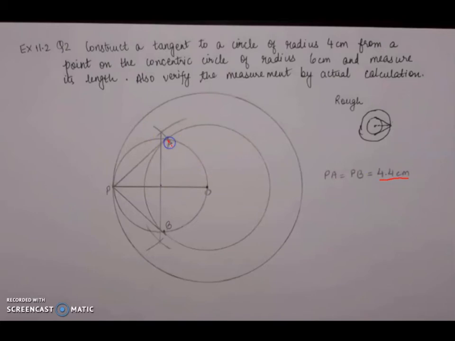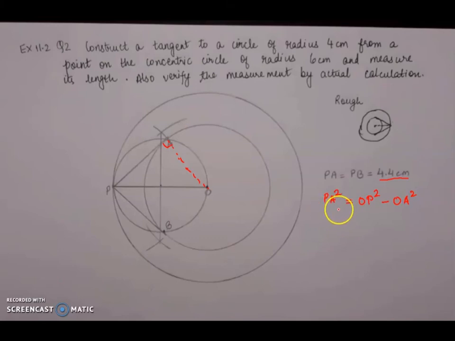So for that we will be joining this point of contact A with the center of the circle. Now this becomes a right angle triangle. This is 90 degrees. Radius is perpendicular to the tangent, we know that. So if we apply Pythagoras theorem here, then we will get PA square is equal to, this is the hypotenuse, so that is OP square minus OA square. So this is by the Pythagoras theorem.